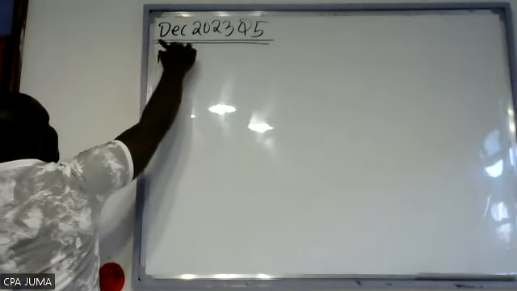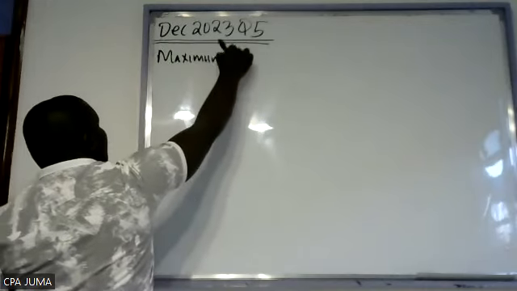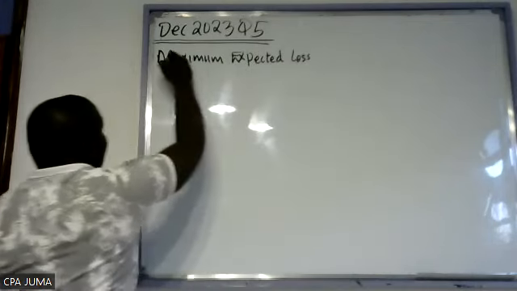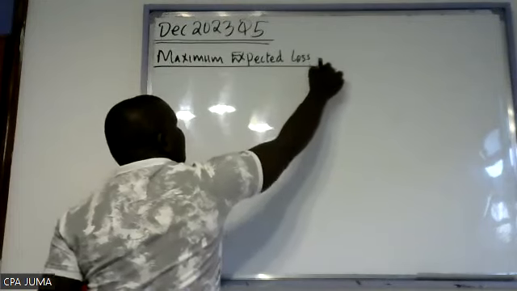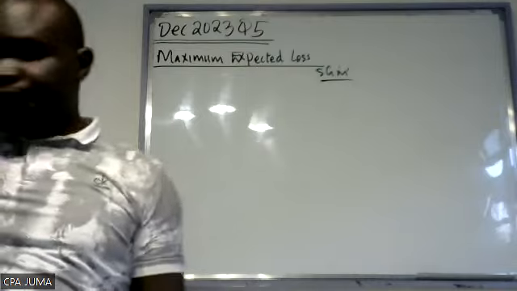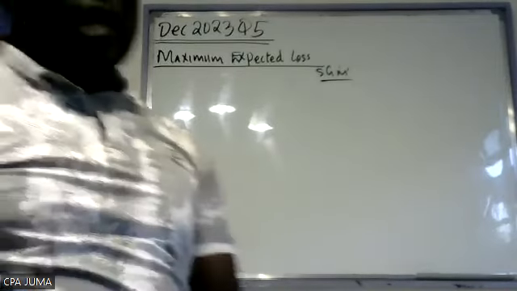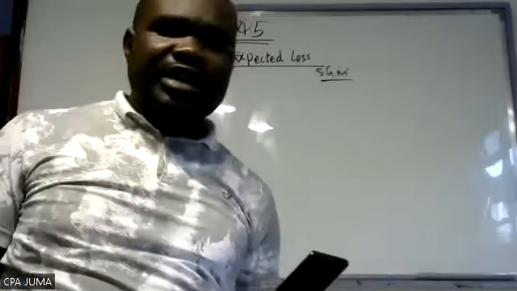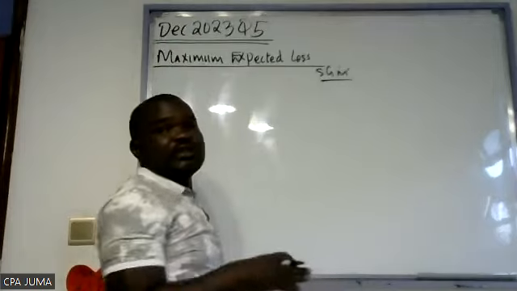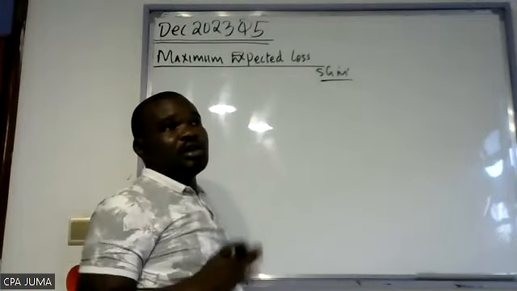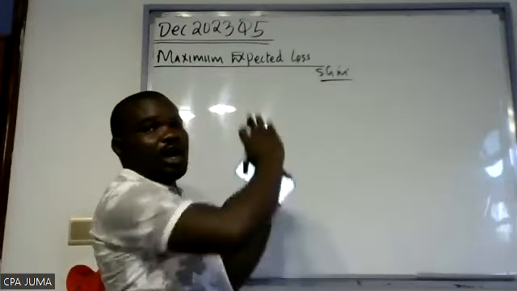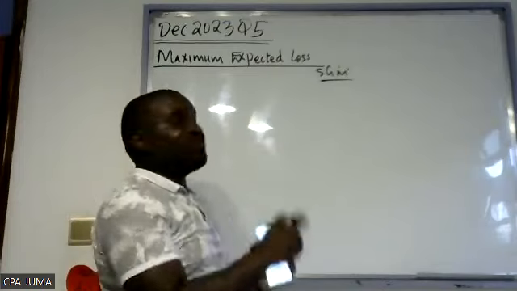Step 2, maximum expected loss. Start with the accumulated losses, which is the retained earnings. You add all the losses together. If there is something which is a gain, you subtract the gain to reduce your loss. So you add all the losses together, but if there's a gain, you subtract.